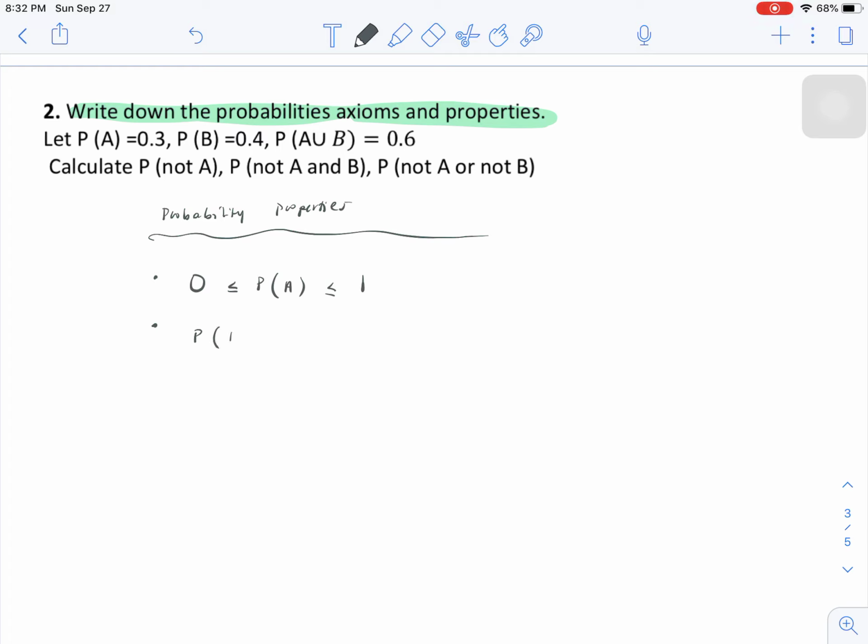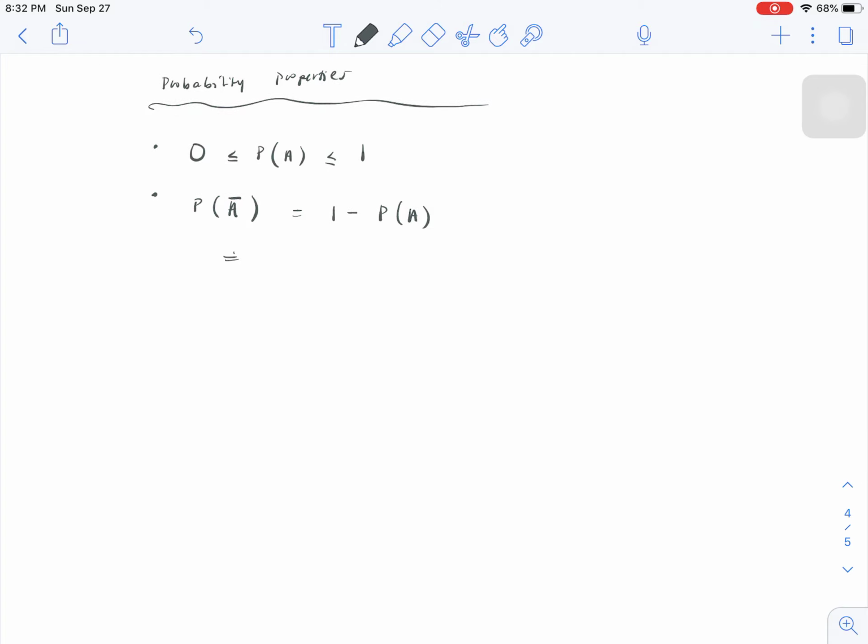The probability of the complement of any event, so the probability of not A, is always 1 minus the probability of that event happening. So the probability of not A is always 1 minus the probability of A. We can also rearrange this to get a useful property, which is that the probability of any event plus its complement is always 1.